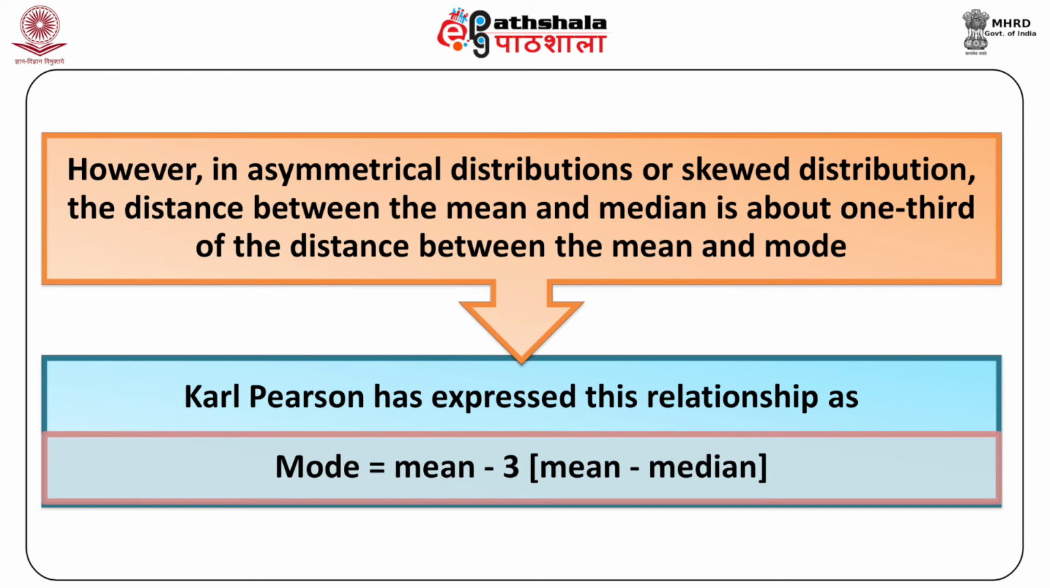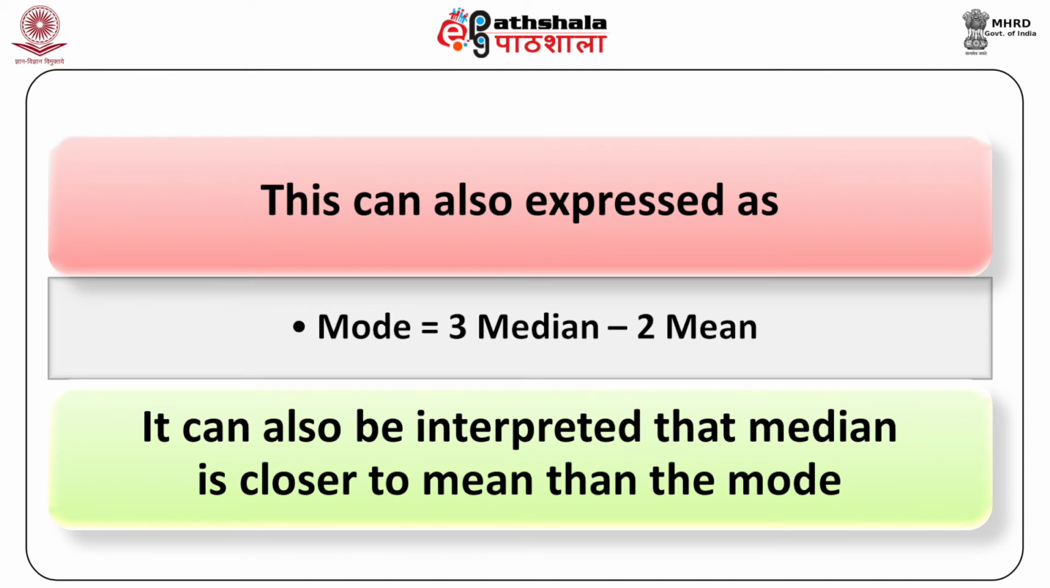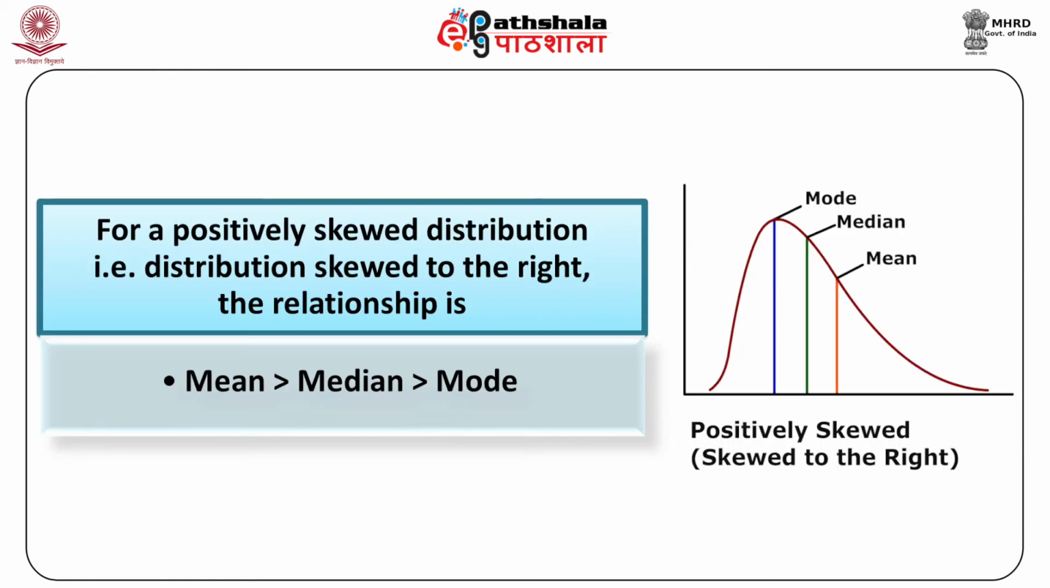Karl Pearson has expressed this relationship as mode equals mean minus 3 into (mean minus median). This can also be expressed as mode equals 3 median minus 2 mean. It can also be interpreted that the median is closer to mean than the mode. For a positively skewed distribution, the distribution skewed to the right as shown in the figure, the relationship is as follows: mean greater than median greater than mode.